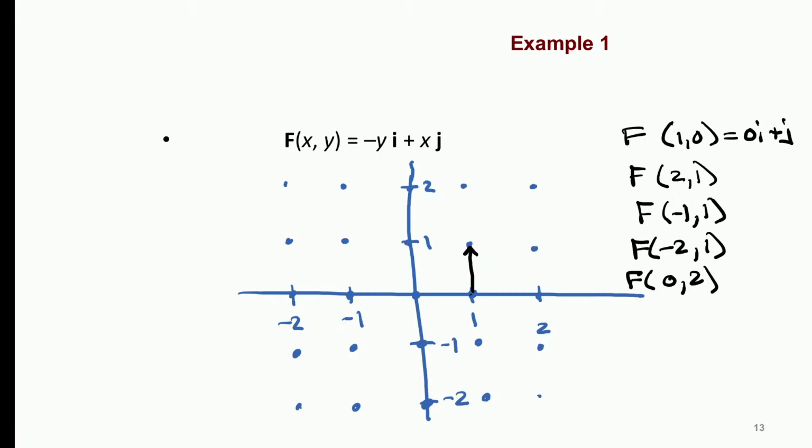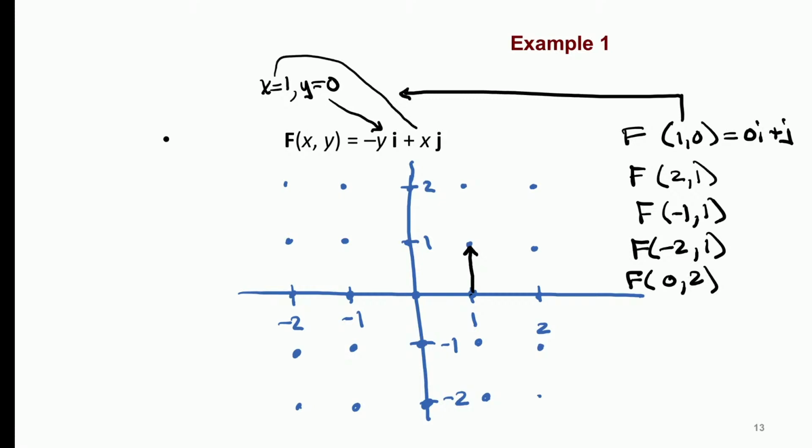X is 1, y is 0. So I'm going to plug in here, this one. So you have x equals 1, y equals 0 for that point. So y equals 0, x equals 1. Yeah.